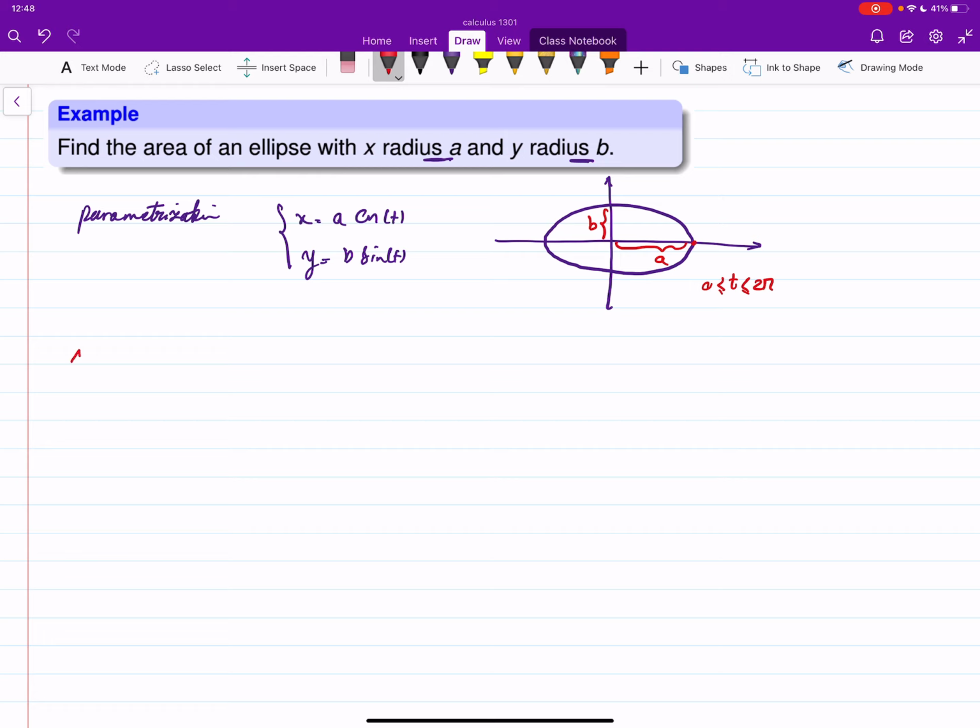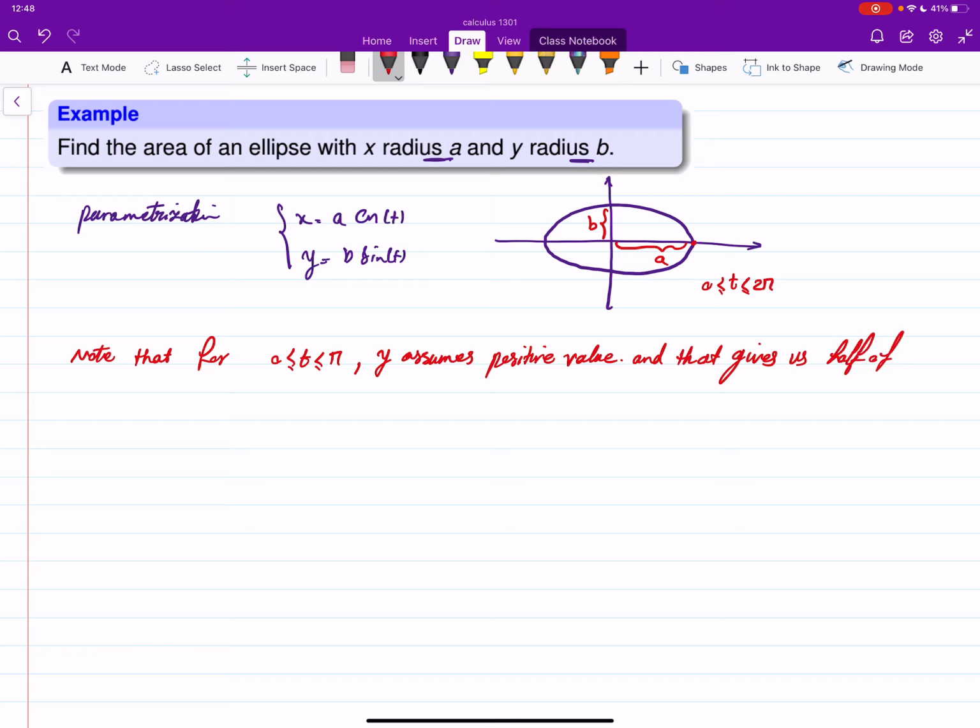But note that for values t between 0 and pi, y assumes positive values. So we have to consider only that part, and that gives us half of the area of the whole ellipse. Okay, so that's the first thing to note.